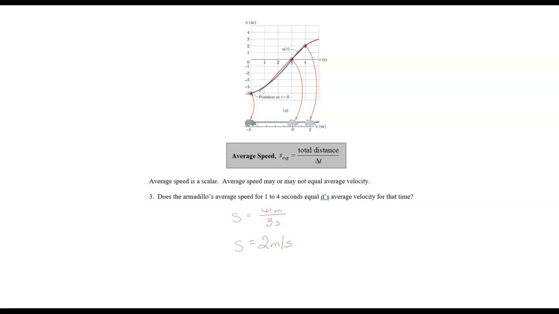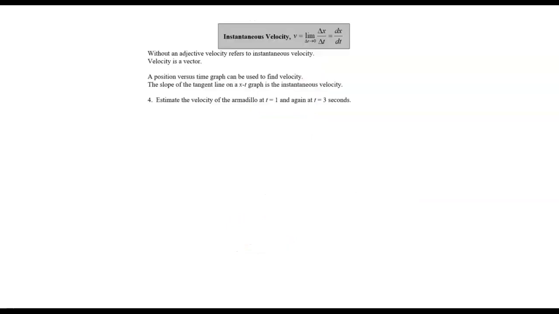It does happen that this is exactly the same. However, it does not have to be. That is not a requirement. It is not a requirement that they have to be identical.